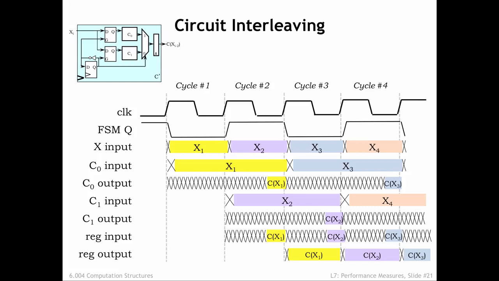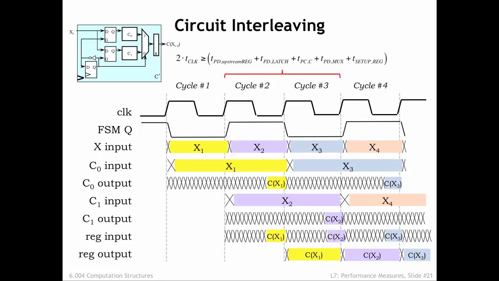The behavior of the interleaving circuit is like a 2-stage pipeline. The input value arriving in cycle I is processed over 2 clock cycles, and the result becomes available on cycle I plus 2. What about the clock period for the interleaving system?